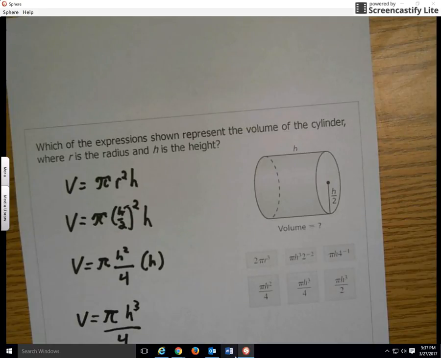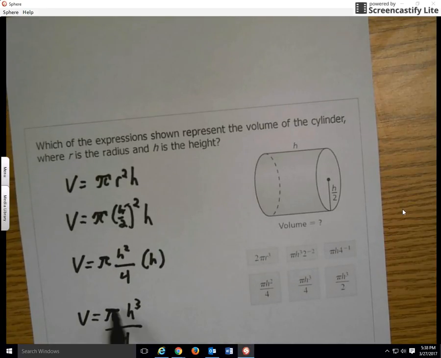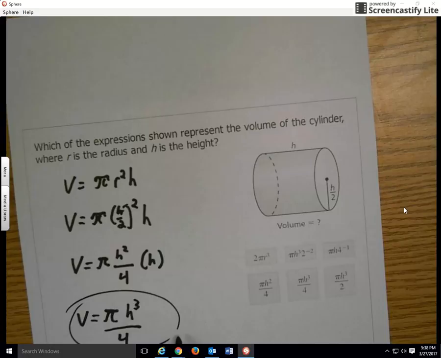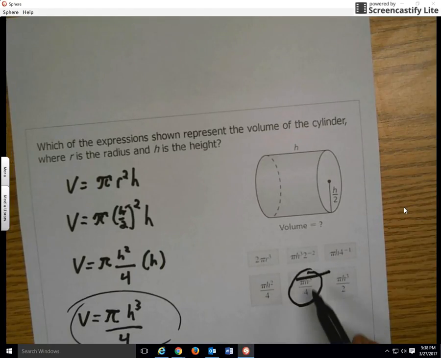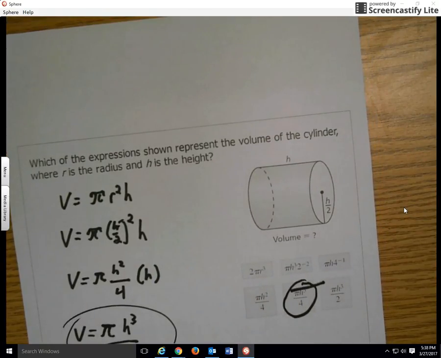But the question is, which one of these expressions represent the volume of the cylinder here? So this is one that would represent it. Is that on there? Pi h cubed over 4. Yes, it is. Okay, cool. So we have one done, but will any of these others suffice? Will any of the others work?